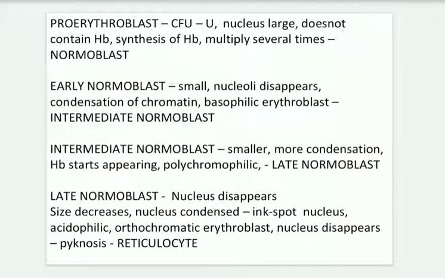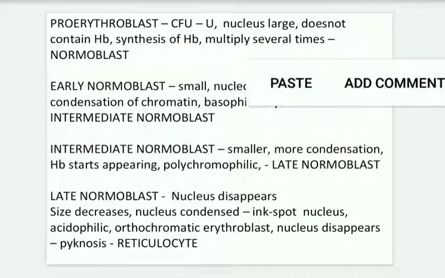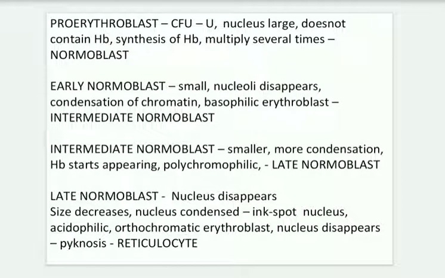Next, if we jump into the early normoblast, what happens in this stage? The cell will be smaller compared to the proerythroblast. The nucleoli disappear and there is condensation of chromatin in the network. The cytoplasm is basophilic in nature, so it can be called a basophilic erythroblast. Early normoblast can also be called basophilic erythroblast because the cytoplasm is basophilic in nature. And this develops into the next stage called intermediate normoblast.